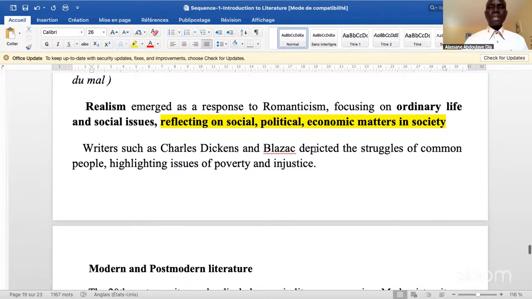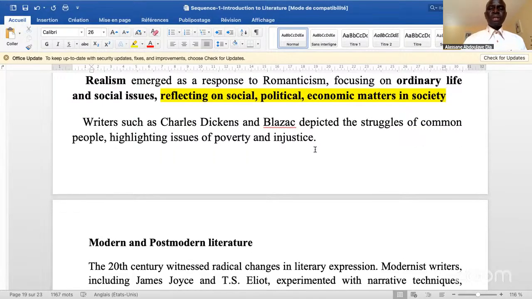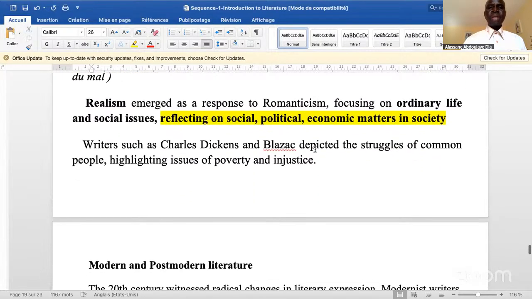That's essentially what realism was. Romanticism, now realism. You are more familiar with realism. Realism, you have reality. Instead of romanticizing the world, being very romantic, focusing on emotional things, writers of realism emerge as a response to romanticism. They focus on ordinary life and social issues, reflecting on social, political, economic matters in society. Here, people started dealing with real life.